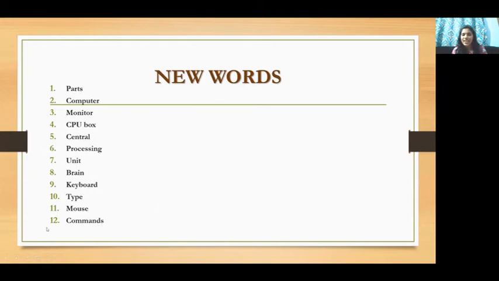Commands. Write 10 times and study these words.